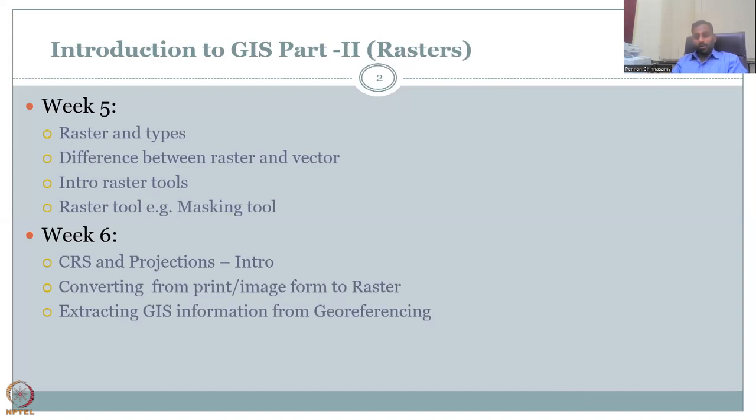And then further along the week, we will look at converting from print or image form to raster, which means you could have taken an aerial image from a plane or a drone image. How can you convert it to raster? Similarly, you would have taken a data point from a data source from satellites. How do you convert it to a raster? We will look into that, and that is mostly called georeferencing. We'll give an introduction to georeferencing, and then throughout the week, we will extract information from this georeferenced image.